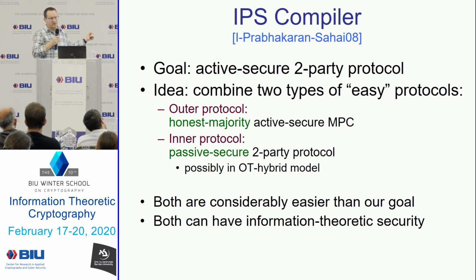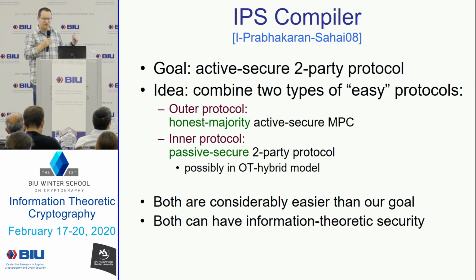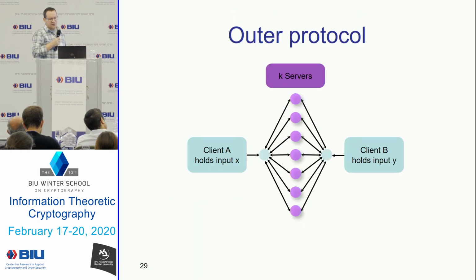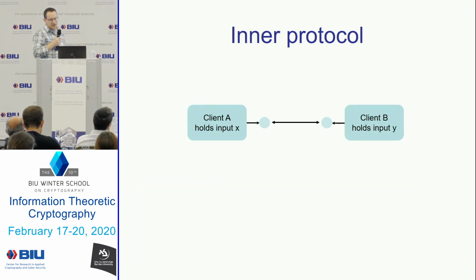What building blocks are we using? Two types of easier protocols. An honest majority actively secure protocol of the type I described in the previous hour. And here again, we can use a strong honest majority. So you can use a very lightweight version of the BGW protocol or the versions that I showed before. And an inner protocol which is only passively secure and can use an OT oracle. So both are considerably easier than designing a 2PC protocol for malicious parties, and we can combine them in a natural way. I will not describe it for lack of time, but essentially you have these servers, you emulate the servers by this inner protocol, which is a two-party protocol over OT, and you have this watchlist mechanism.